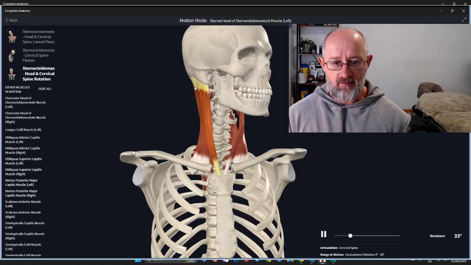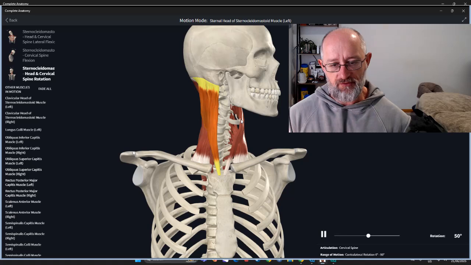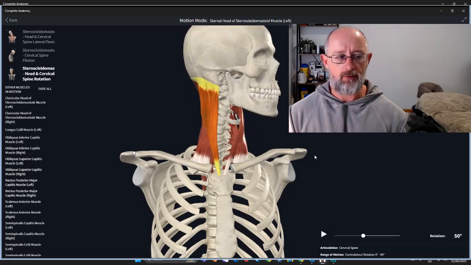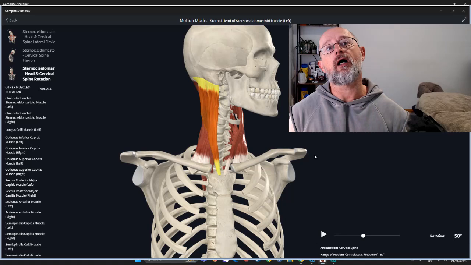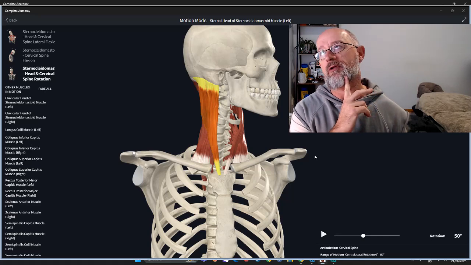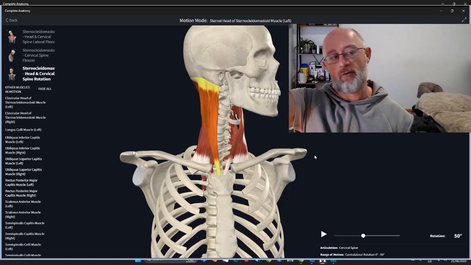So in this example, looking this way, this will stretch out the opposite side. So in our stretch, what we're going to do is laterally flex, look up, and then rotate. When you rotate, go really carefully and be really slow. So you'll be looking up towards the corner of the room.